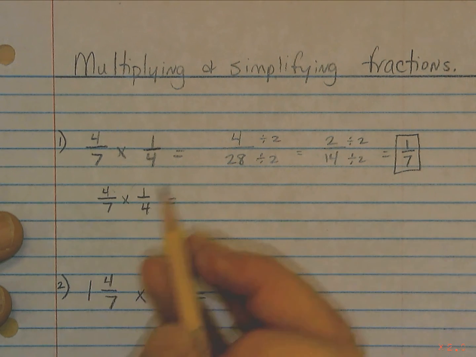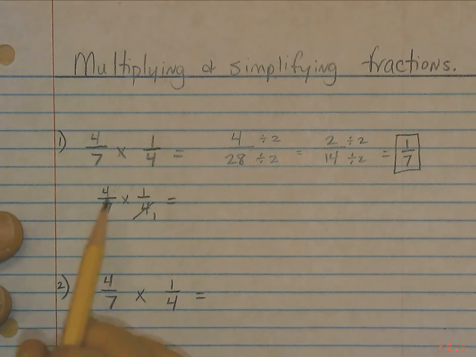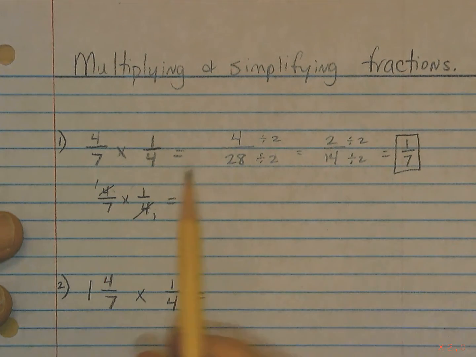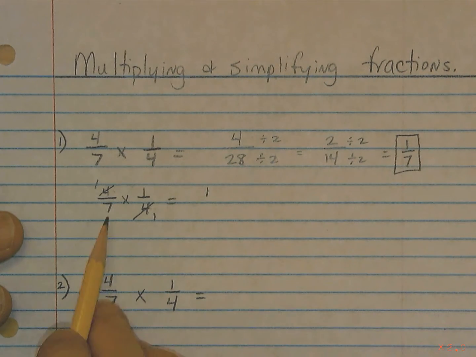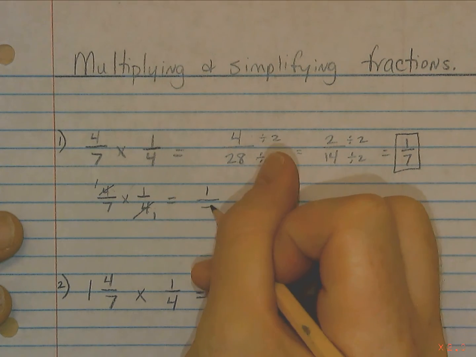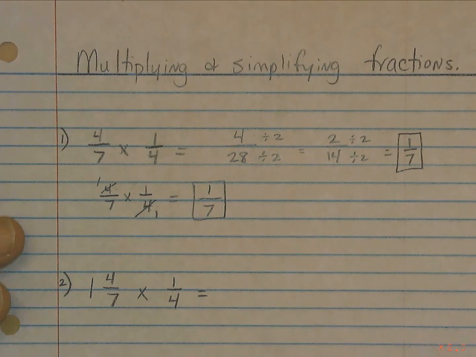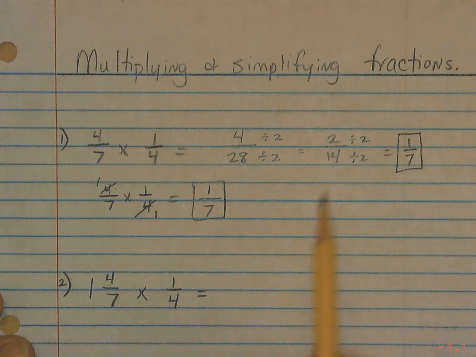So how many times can 4 go into 4? Well, 4 can go into 4 one time. How many times can it go into itself? Well, obviously once. Okay, 1 times 1 is 1, 7 times 1 is 7. Okay, and so that's another way of doing it, is simplifying beforehand. Either way, you get to the same answer.